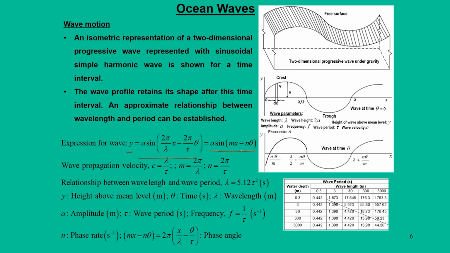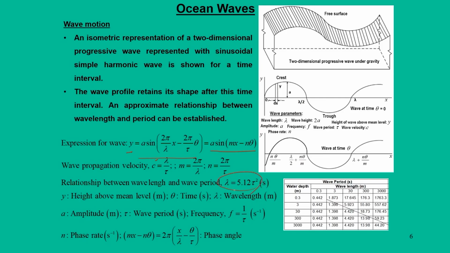Now, when m and n are defined in this manner, and of course we have this wave velocity c, which is nothing but, if you know lambda and the wave period, we can find the wave velocity. We have these values m and n just to simplify the sinusoidal expressions. Now, from this data, one typical relationship that is obtained is lambda equals 5.12 tau square.